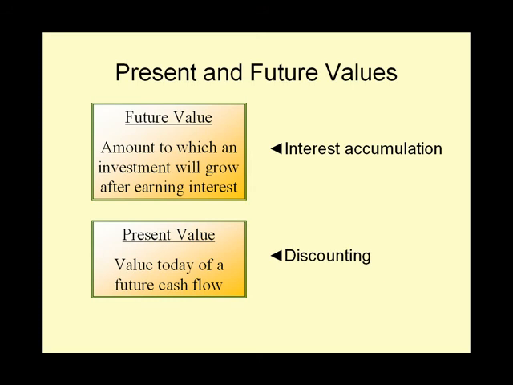Much of this course involves moving money across time. To help us think about how to move money across time, we use the concepts of present and future value. Future value is the amount to which an investment will grow after earning interest, and is determined by the process of interest accumulation. Present value is the value today of some future dollar amount or future cash flow, and present value is determined by the process of discounting.